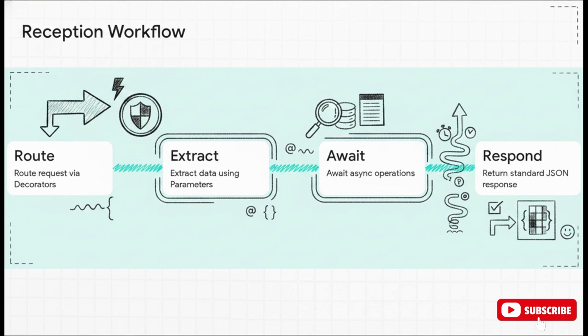Okay, let's step back and look at the beautiful reception desk workflow we've just built. Step 1. We cleanly route incoming HTTP requests using simple class and method decorators. Step 2. We extract exactly the data we need using parameter decorators like @Body and @Query. Step 3. We effortlessly await asynchronous operations from our service layer using promises or observables. And finally, step 4, we simply return the value, letting the standard auto-serialized JSON response handle all the formatting and status codes for us. These 4 steps completely replace those messy 1,000-line routing scripts we talked about earlier with a highly organized, declarative architectural layer.